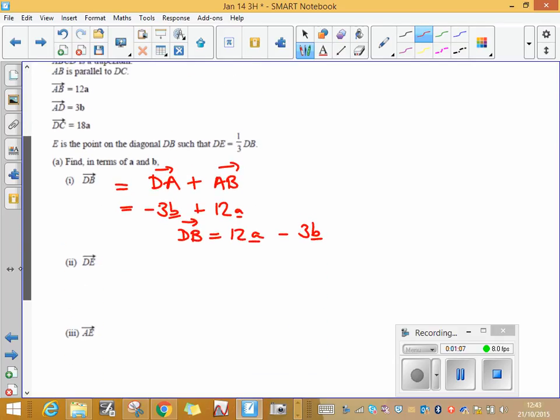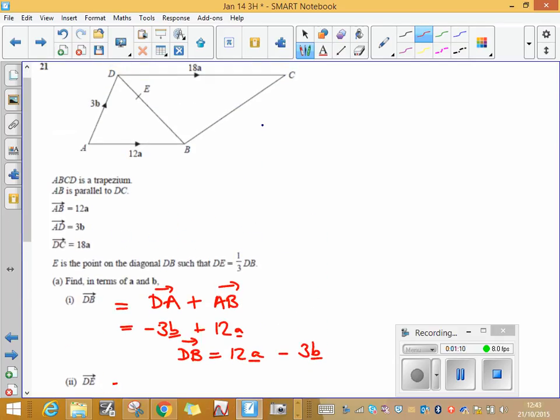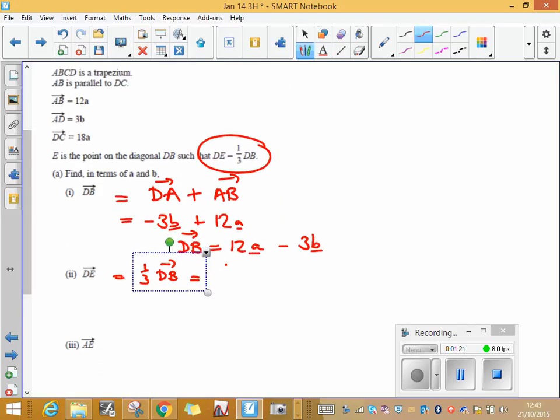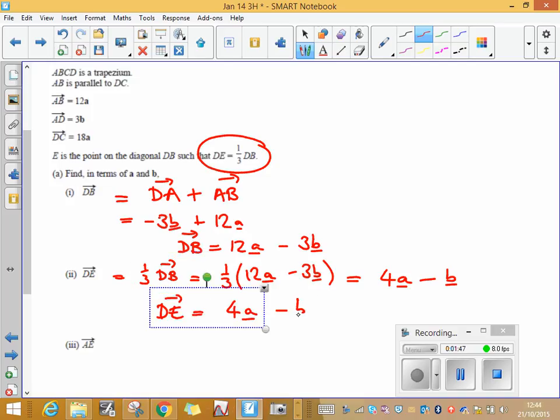Okay, next thing says find DE. Well, to find DE, I'm going to use this fact that they gave me here, the fact that DE is a third of DB, because it just so happens that I have just found DB. So I'm going to do a third of DB, and DB is 12a minus 3b, and it's quite easy to find a third of that because they're both multiples of 3, so a third of 12a, well, that's 4a, and a third of 3b is just going to be b. So I've now found the fact that DE is equal to 4a minus b.